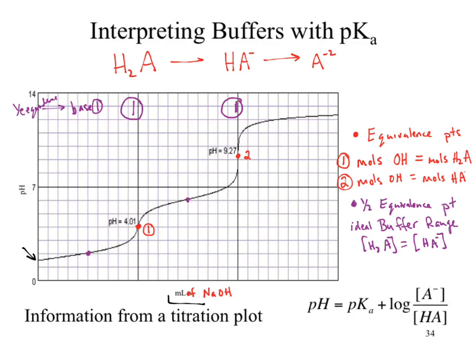So I know the concentration of my acid is equal to the concentration of my conjugate base at the half equivalence. I don't care what the value is, but because they're the same, any number divided by that same number is 1. The log of 1 is 0. So what does that mean? pH is pKa. The pH equals the pKa at that point.